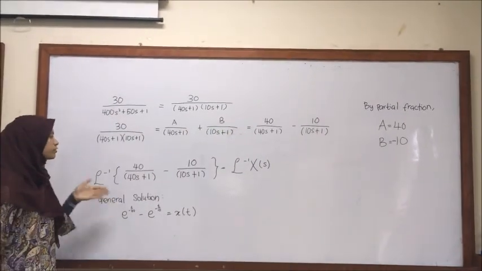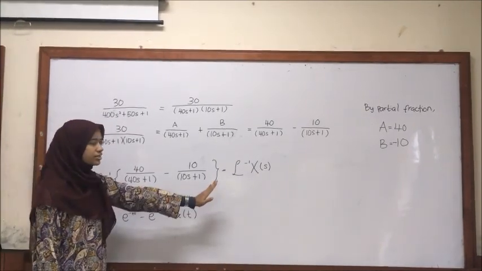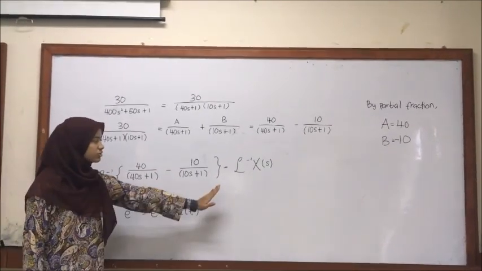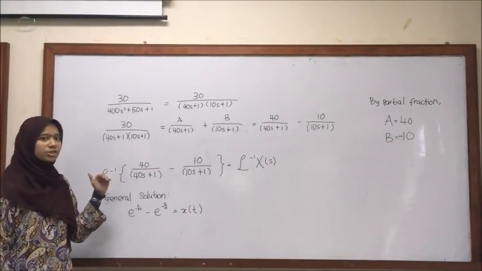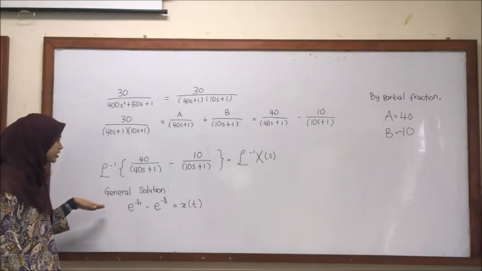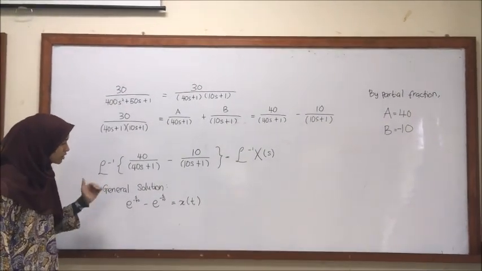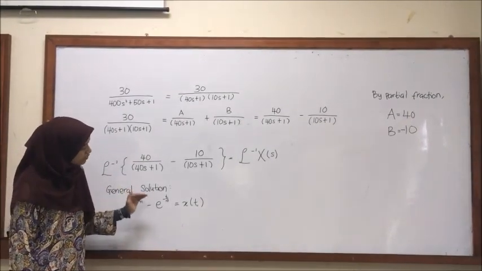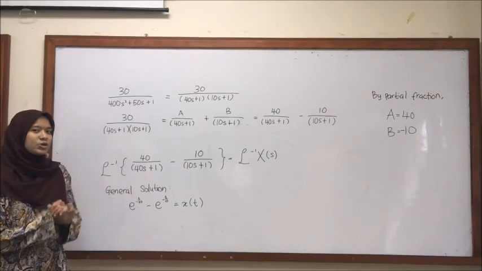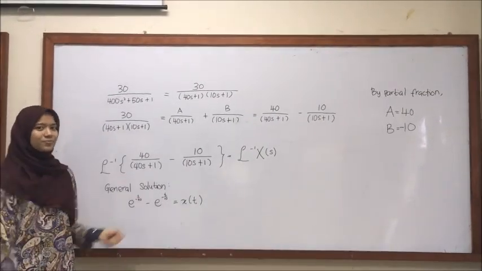Next, we need to perform the inverse Laplace transform on both sides, the right hand side and the left hand side, and we gain this result. After that, by using the table of Laplace transforms, we get the result, which is the general solution for our problem: x(t) equals e to the power of negative 3t over 40 minus e to the power of negative t over 10. So that's how we solve our problem by using the Laplace transform.